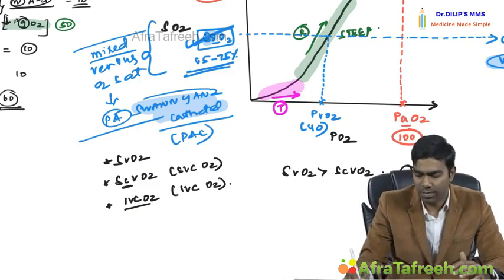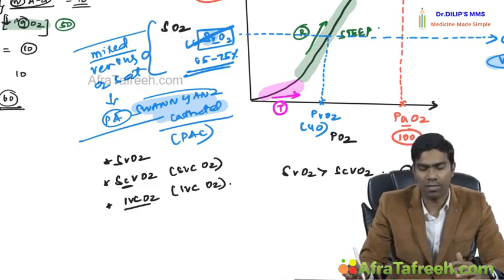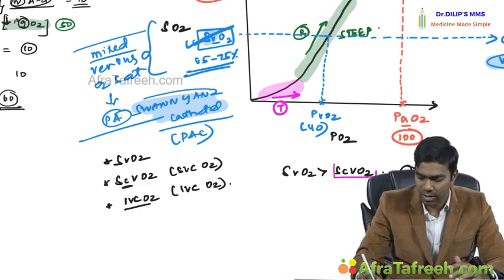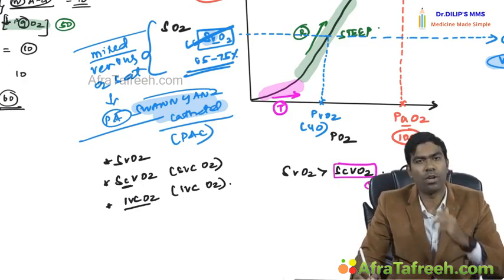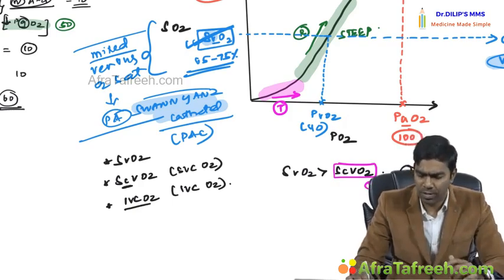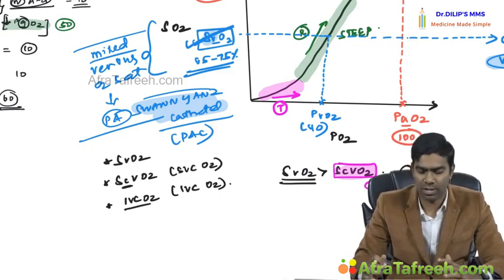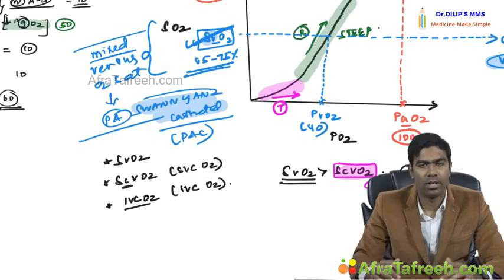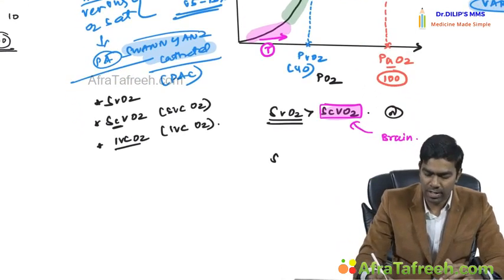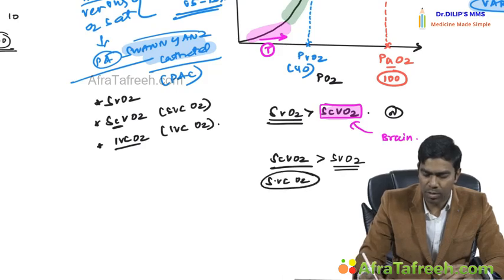Why is your SvO2, the mixed venous oxygen saturation, more than your ScVO2? Because your ScVO2 contains blood from very important organs like the brain, which is going to have a higher oxygen extraction compared to other organs. So that is the reason why your mixed venous oxygen saturation is relatively a little bit higher compared to the ScVO2. Suppose in certain conditions your ScVO2 may be more than your SvO2, which means your superior vena cava oxygen saturation may be more than your mixed venous oxygen saturation.